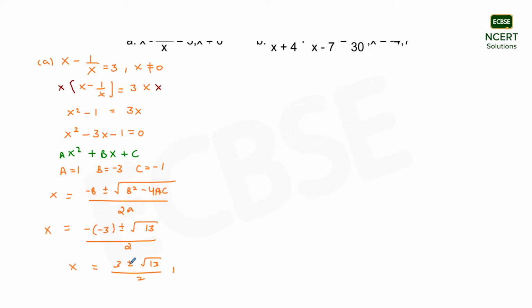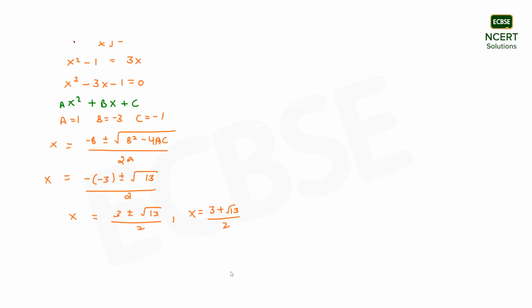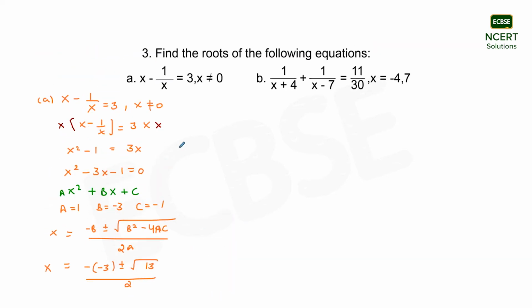So writing the plus minus term separately, here x will be equal to 3 plus root 13 by 2, and the second root of x will be 3 minus root 13 divided by 2. So these are the two roots of this quadratic equation which have been provided in part A.